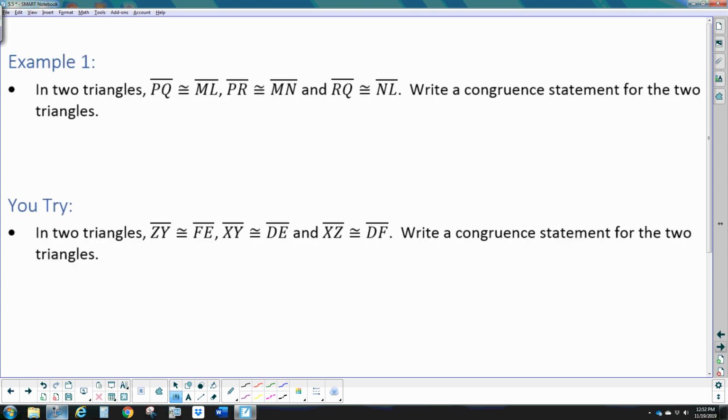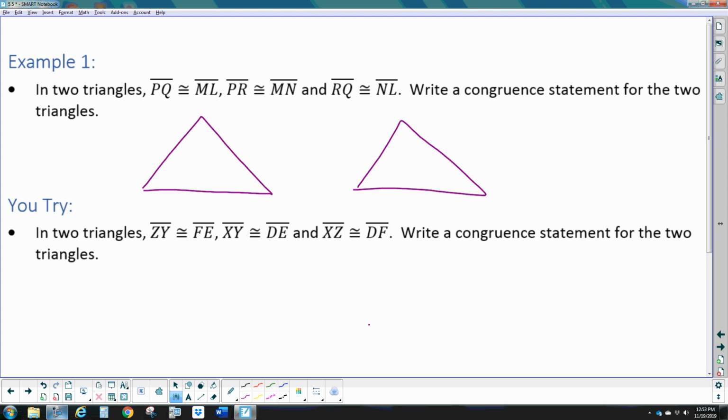So let's look at this example. It says two triangles: PQ and ML are congruent, PR and MN are congruent, and RQ and NL are congruent. We need to write a congruence statement for the triangles. The first thing I would do in approaching this problem is to make my triangles. I'm just going to draw two triangles, and it doesn't really matter how I draw them. I'm just going to draw them scalene acute just because that's how I like to look at triangles. It doesn't really matter how you draw the triangles.